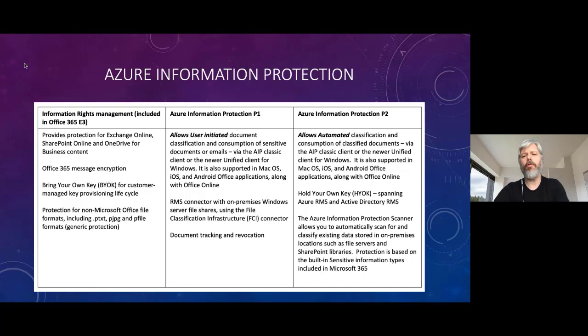So if you want the full flavor of information protection now, you're going to have to get that with either EM&S E5 or Microsoft 365 E5. And what this allows you to do is to automate the process of classifying and consuming those documents via those clients that we mentioned there, the Classic client or the newer Unified client for Windows.